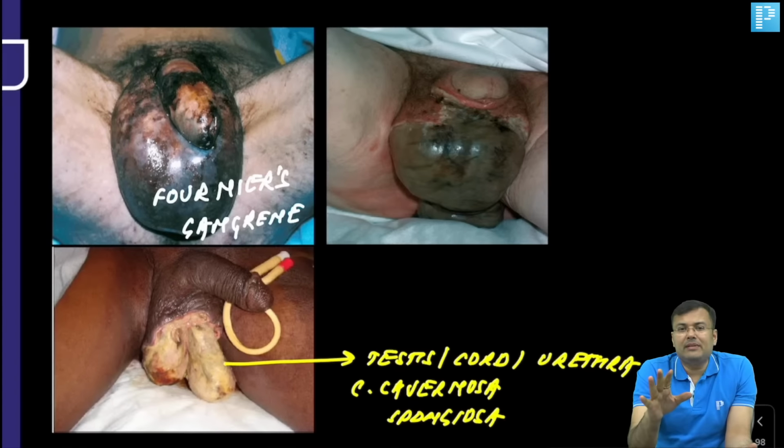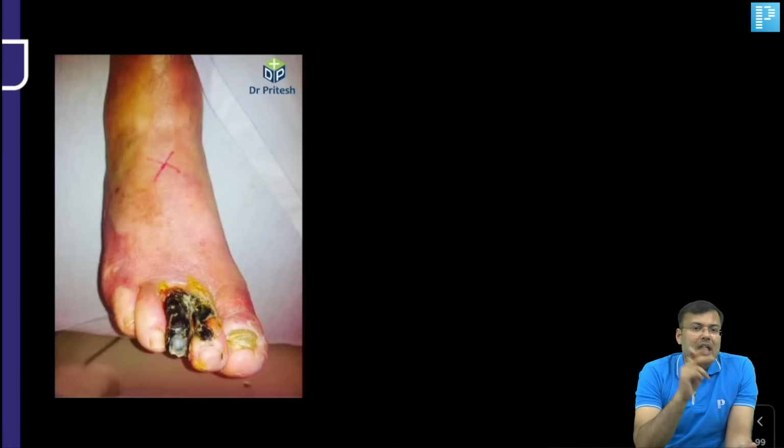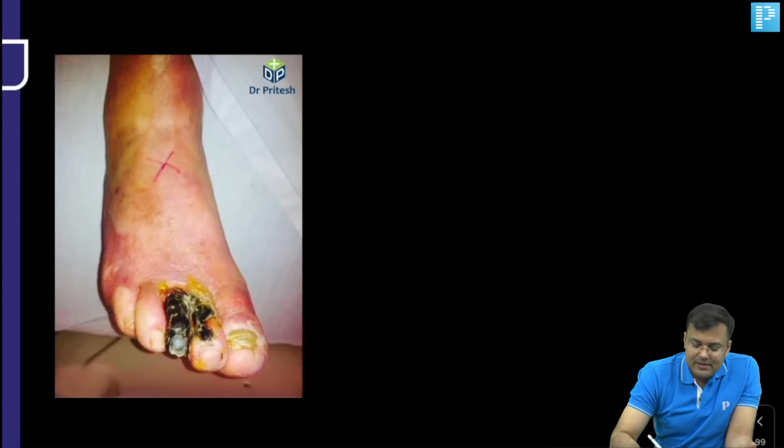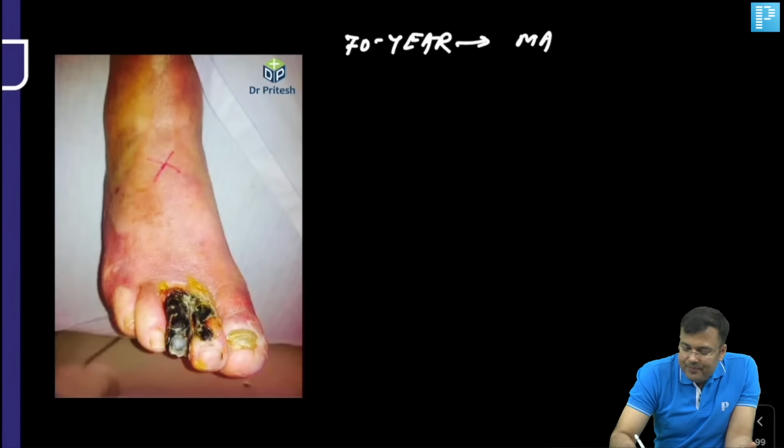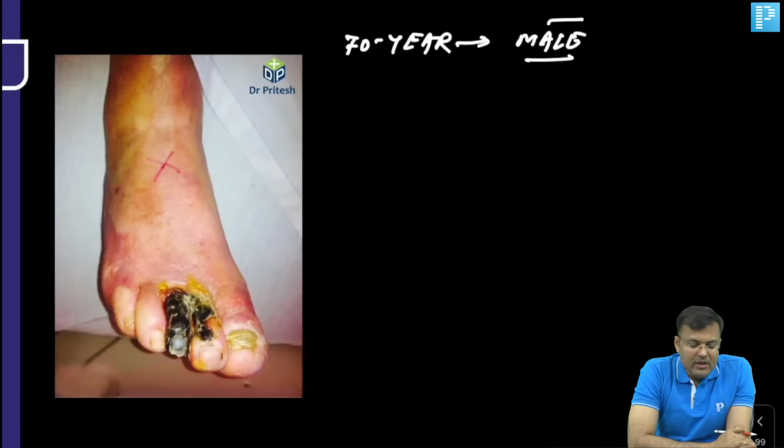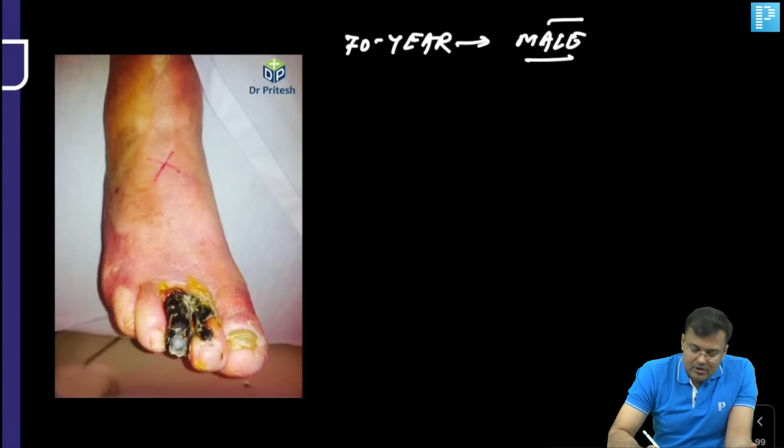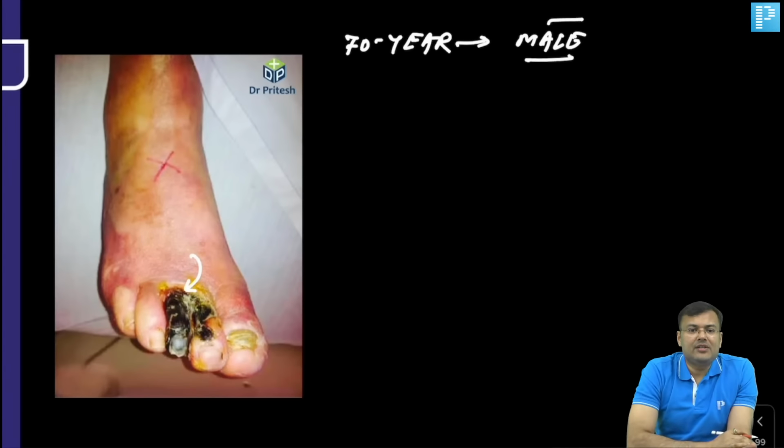Fournier's gangrene, I am telling you again, high chances are there that we are going to get a question from Fournier's gangrene. Now see this and tell me. I'm asking two questions. You have to tell me the answer. First, 70 years old chronic smoker male presented with this condition. Tell me what's the diagnosis. There is gangrene of the toe.